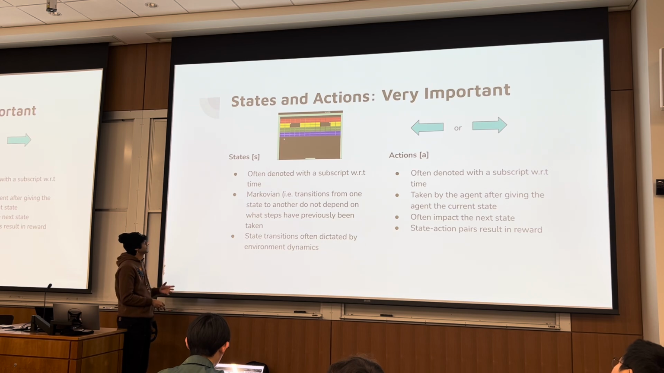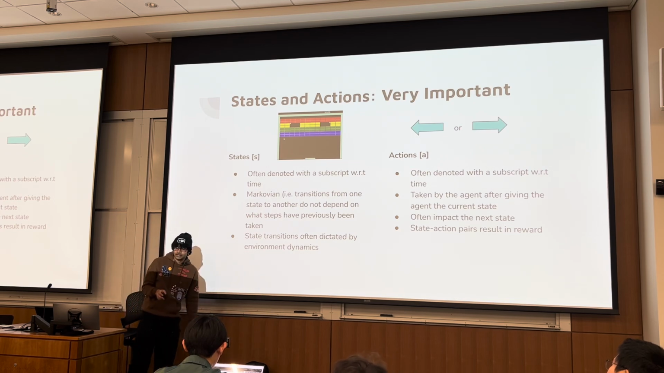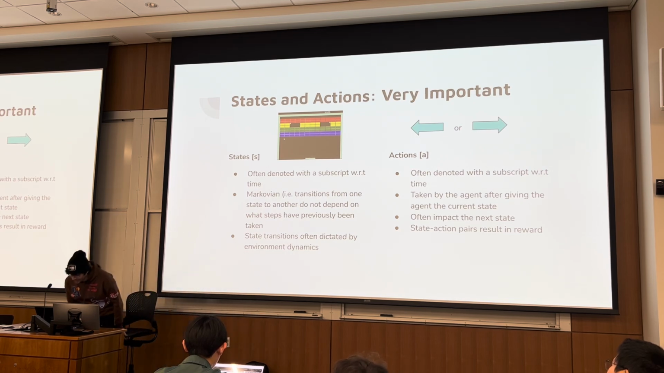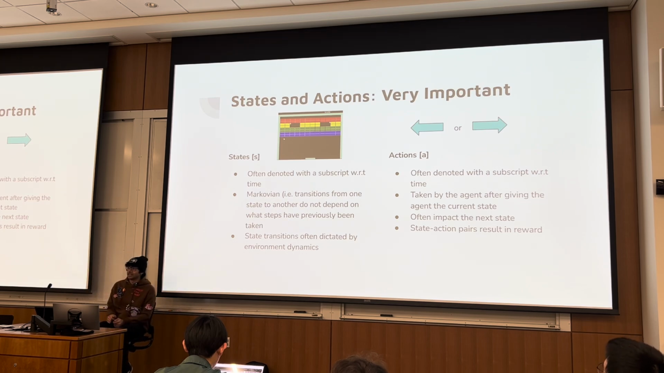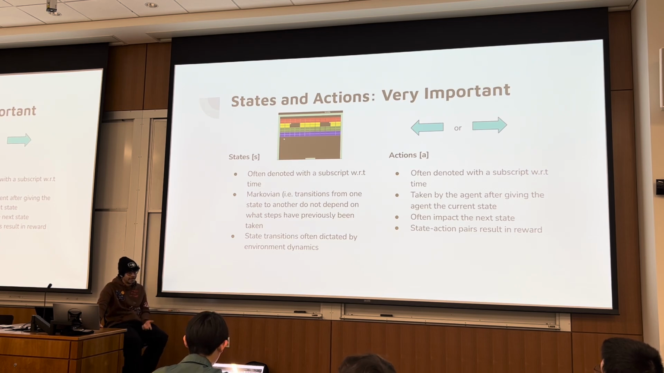And they have to have this property for a lot of the theory to hold up when it comes to reinforcement learning, which is they have to be Markovian. Essentially, transitions from one state to another do not directly depend on what steps have previously been taken. Now, the funny thing is, even if it is not fully Markovian, if you throw a deep reinforcement learning agent at a problem, it might still do fine.